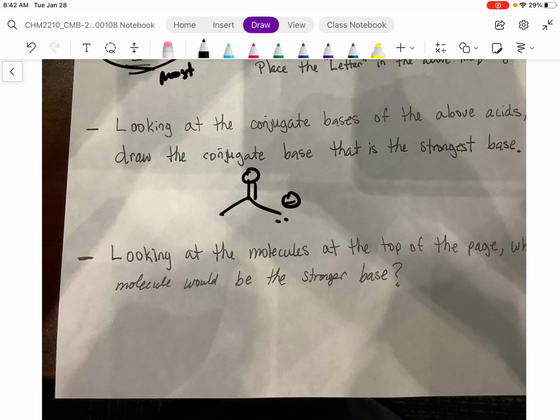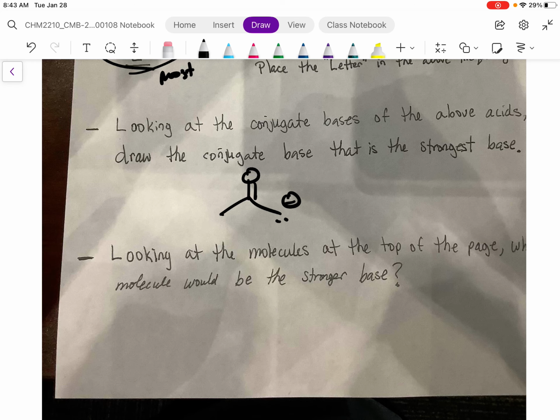You have to draw the resonance? It depends on what the question's asking. That is the conjugate base. There's no need to draw a resonance structure. Okay, can I finish the last question?